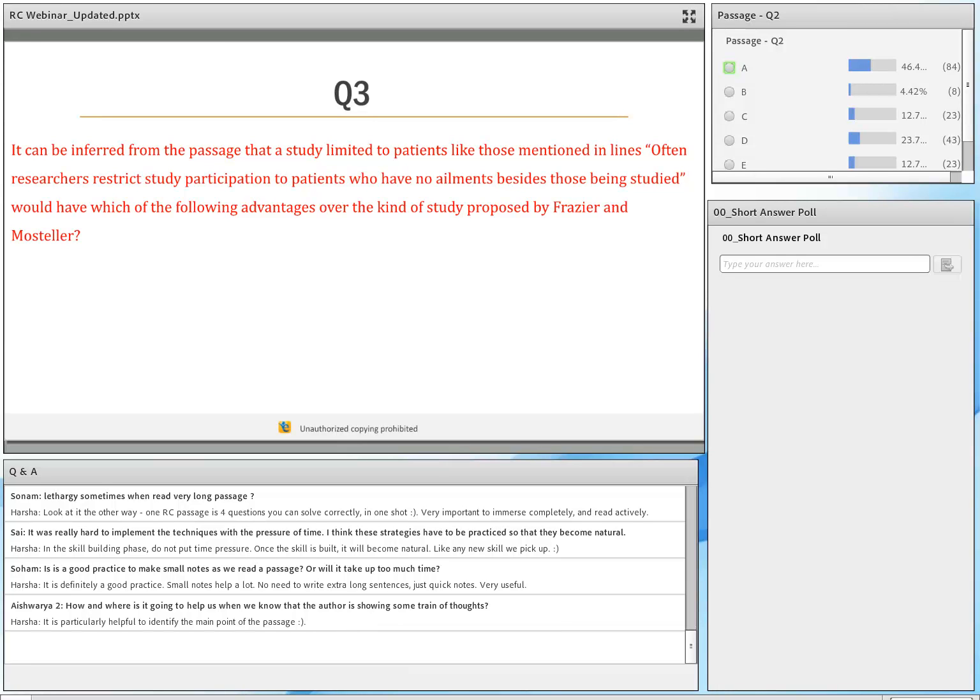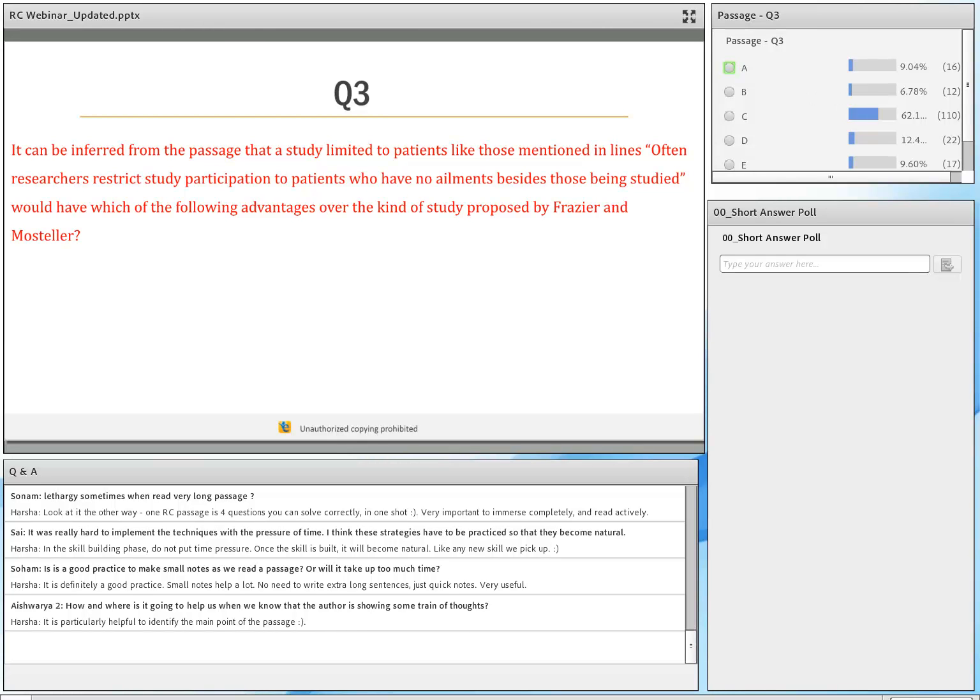Now let's look at question 3. Let's see how you guys polled in question 3. Here is how you guys polled. 62% of you got this right, if I remember the answer over here.